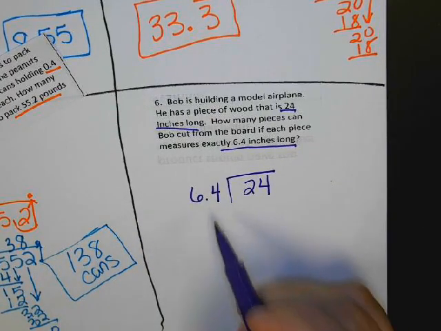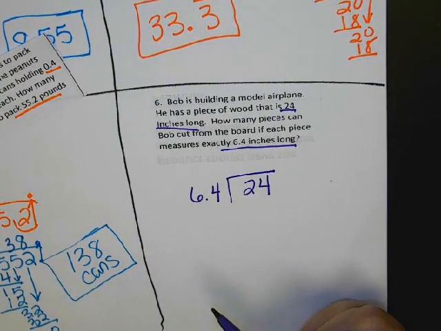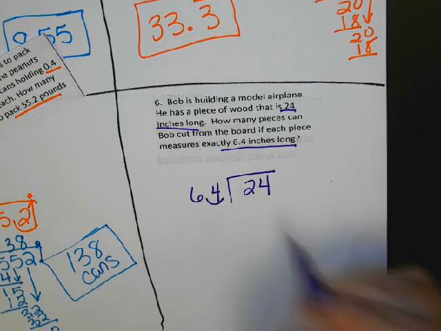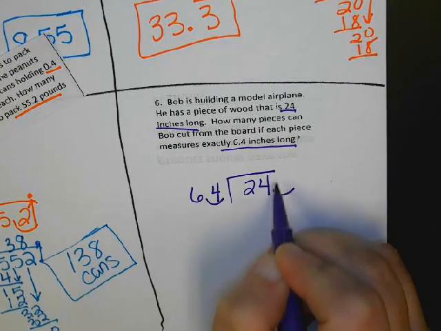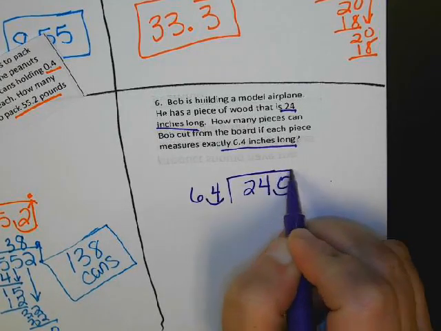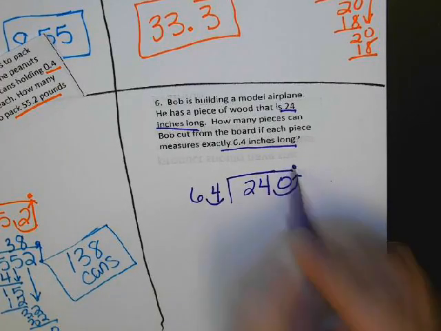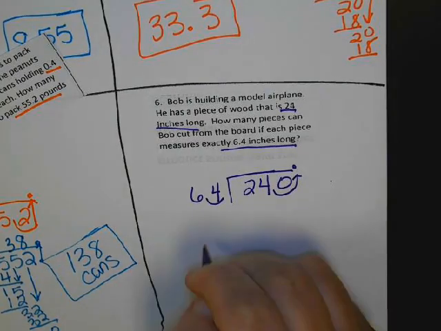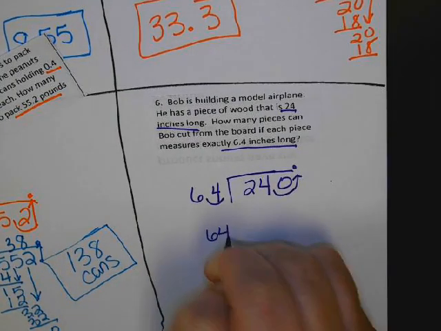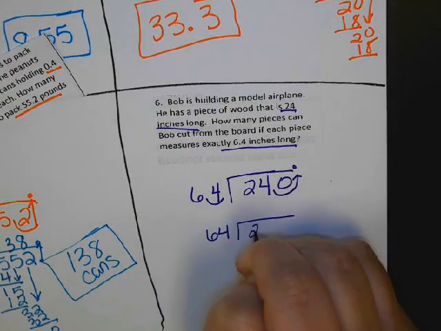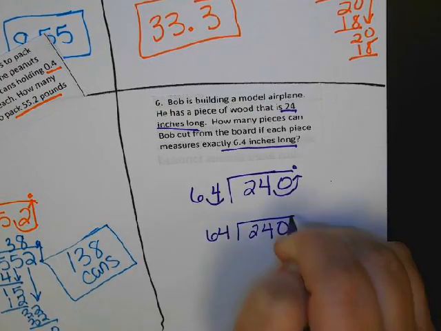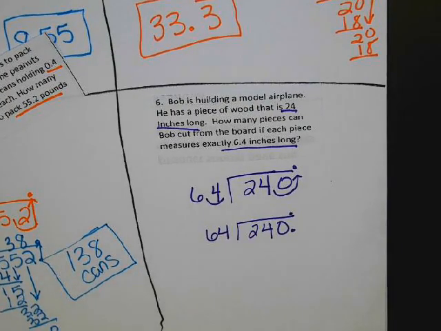But we cannot have a decimal on the outside, so we must move it. We move it once to make it a whole number, so we have to move it once on the inside and add our 0. And remember, that decimal goes straight up. So I'm going to rewrite that as 64 into 240 and put our decimal. Now I can start dividing.